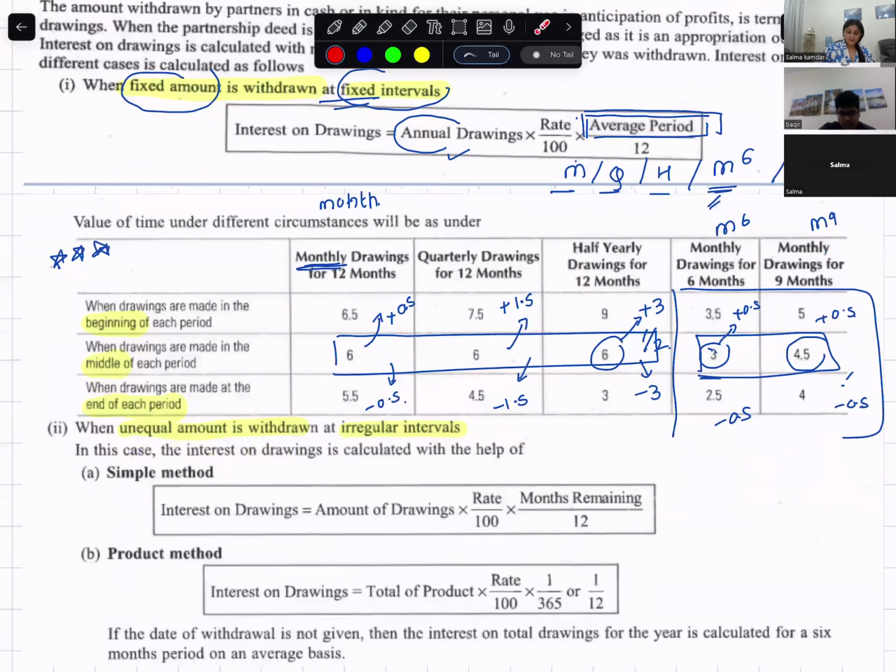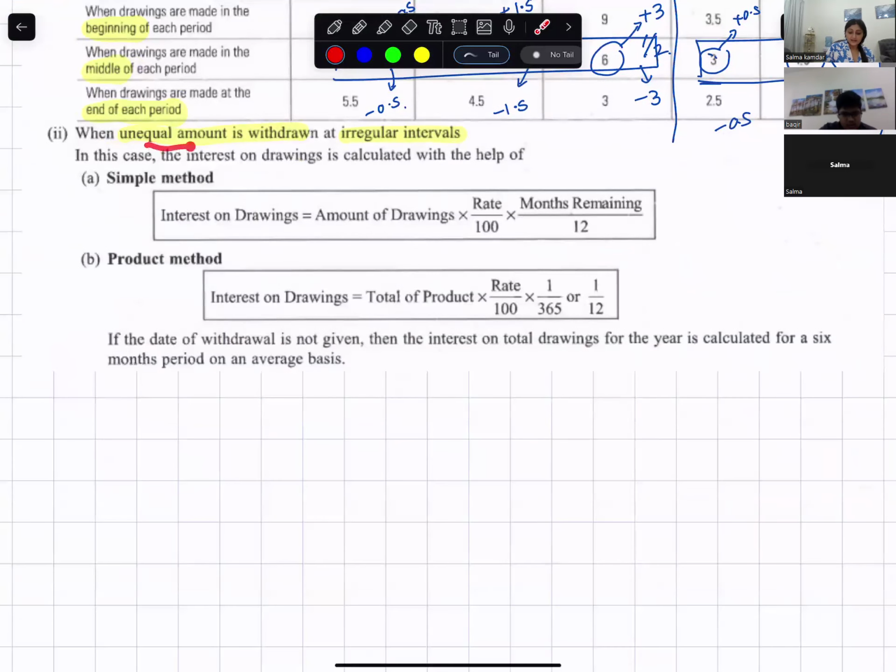Now let's talk about this. Unequal amount, irregular intervals. So interest on drawings will be the amount of drawings into rate into the months remaining by 12. Into months remaining by 12. And in the product method, you will do total of product into rate into 1 by 12 or 1 by 365. What is the method I'll talk about later.